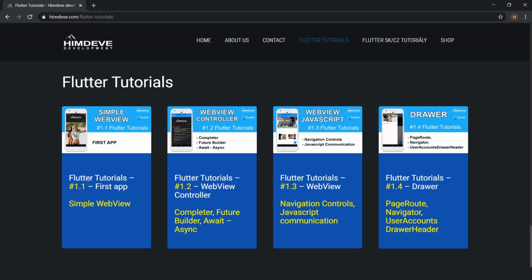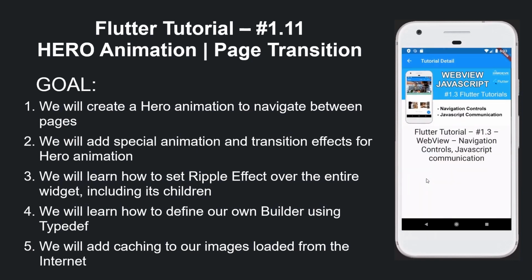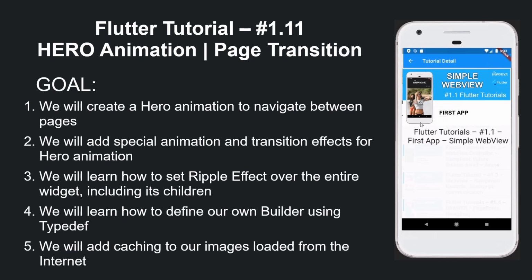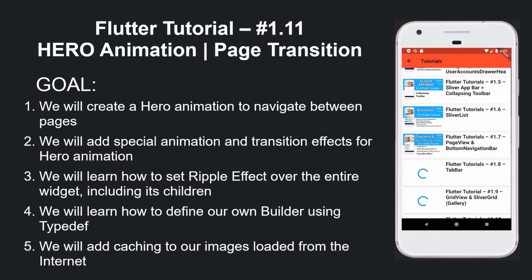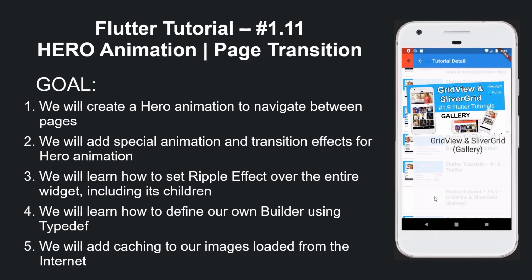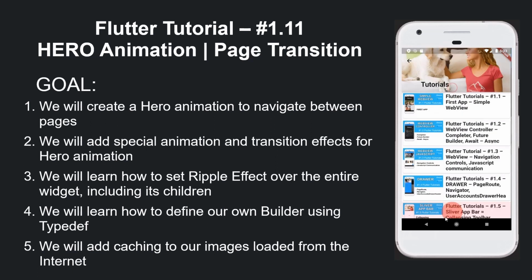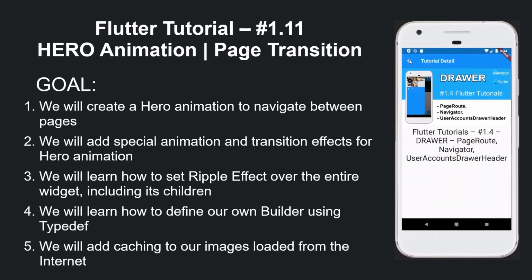The goal for this tutorial is the following. We'll create a hero animation to navigate between pages. We'll add special animation and transition effects for hero animation. We'll learn how to set a ripple effect over the entire widget, including its children. We'll learn how to define our own builder using Typedef, and we'll add caching to our images loaded from the internet.